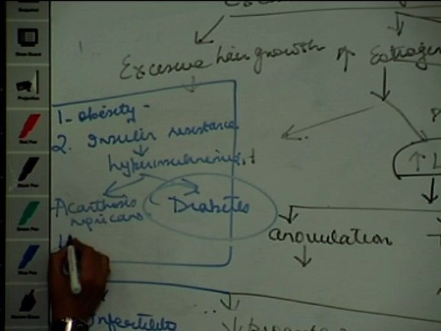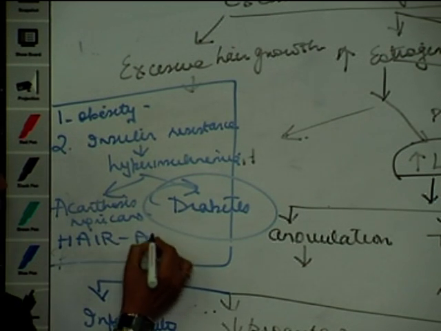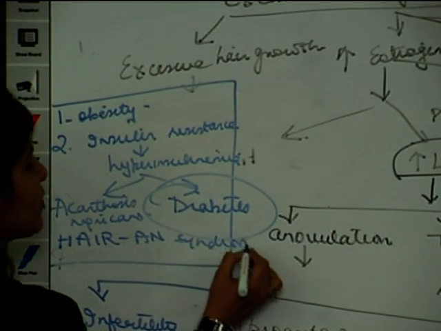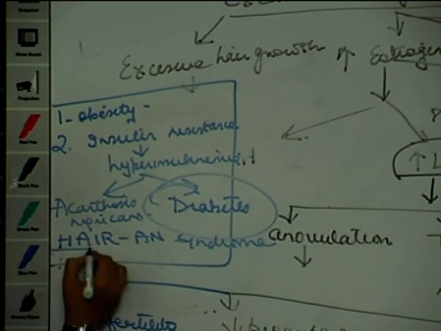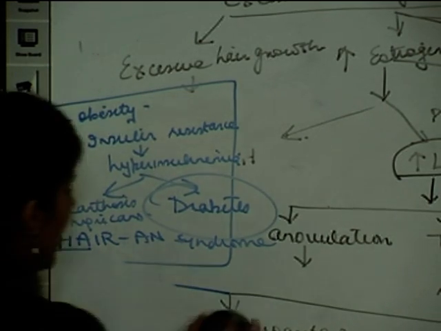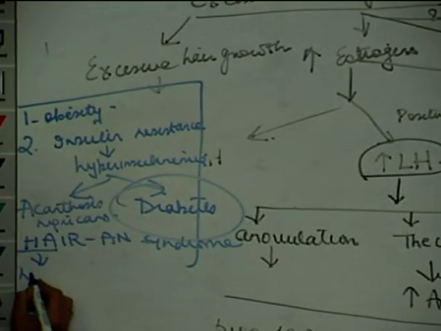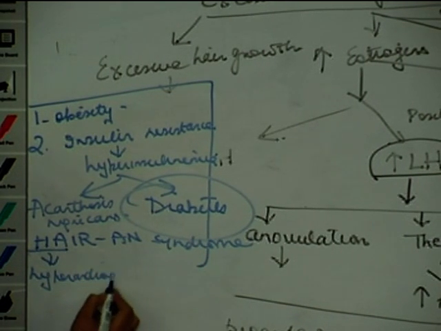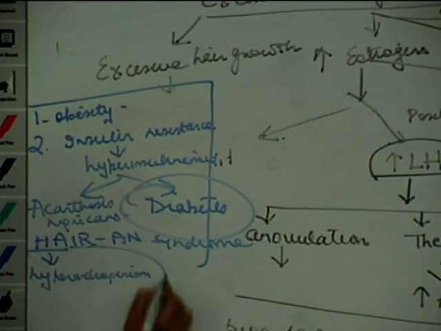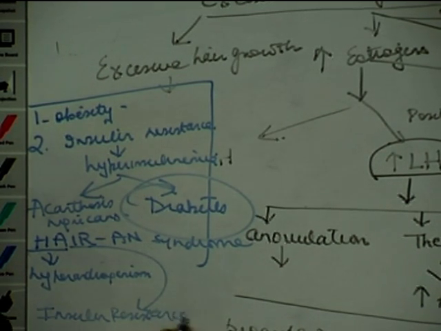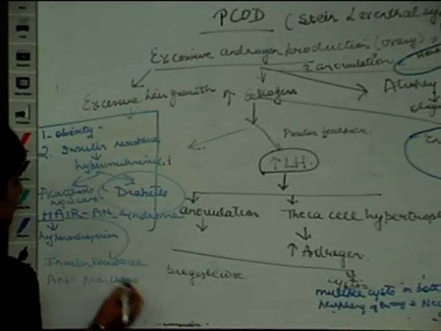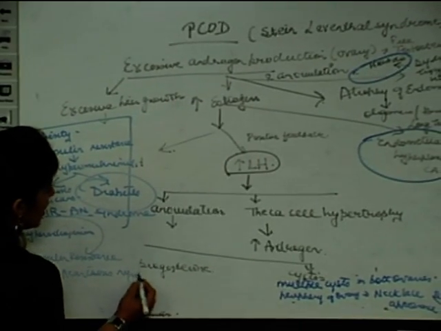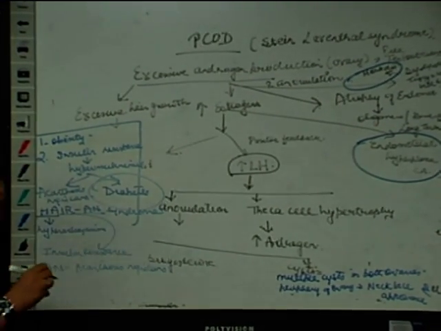There is another thing which is called HAIR-AN syndrome. HAIR-AN syndrome is a feature of polycystic ovarian disease. HAIR-AN syndrome means HA stands for hyperandrogenism, IR stands for insulin resistance, and AN stands for acanthosis nigricans. So HAIR-AN syndrome is seen in a few patients in case of PCOD.